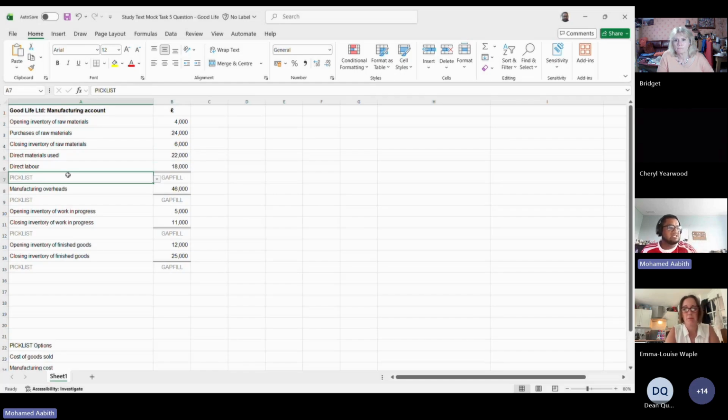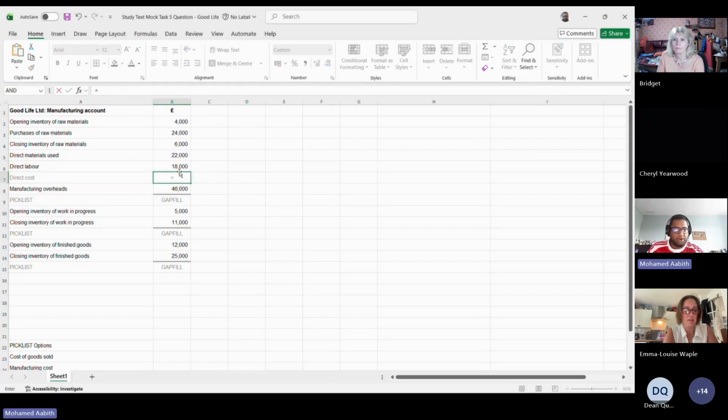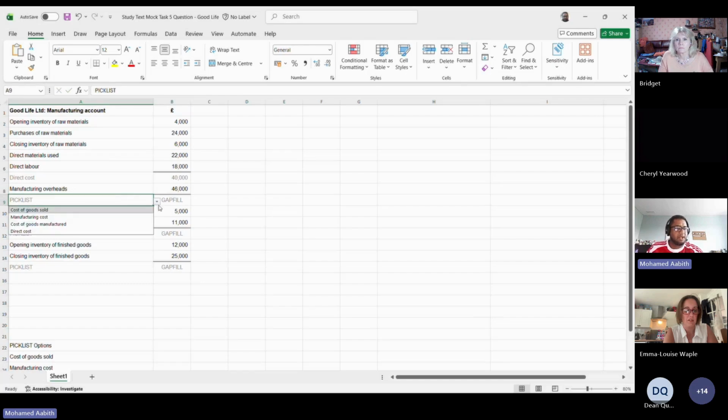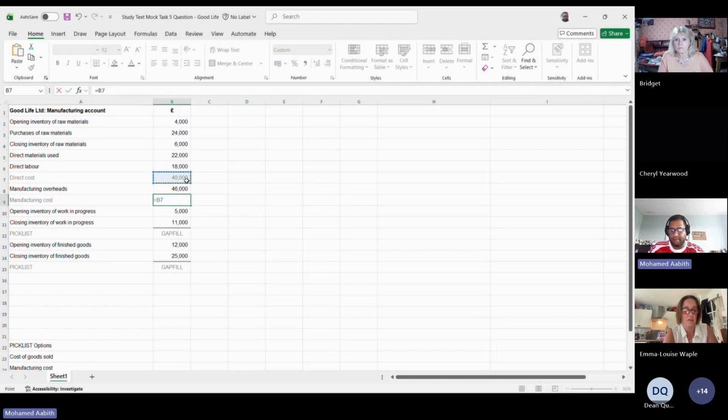So what is the next one on the list here? We have the direct material used. You add the direct labor to it, you're going to get your direct cost. And then the direct cost is going to be equal to this plus the labor, which is going to be 40,000. You add your manufacturing overheads to it. What are you going to get? You're going to get the manufacturing cost. So let's say here that will be plus that and that.